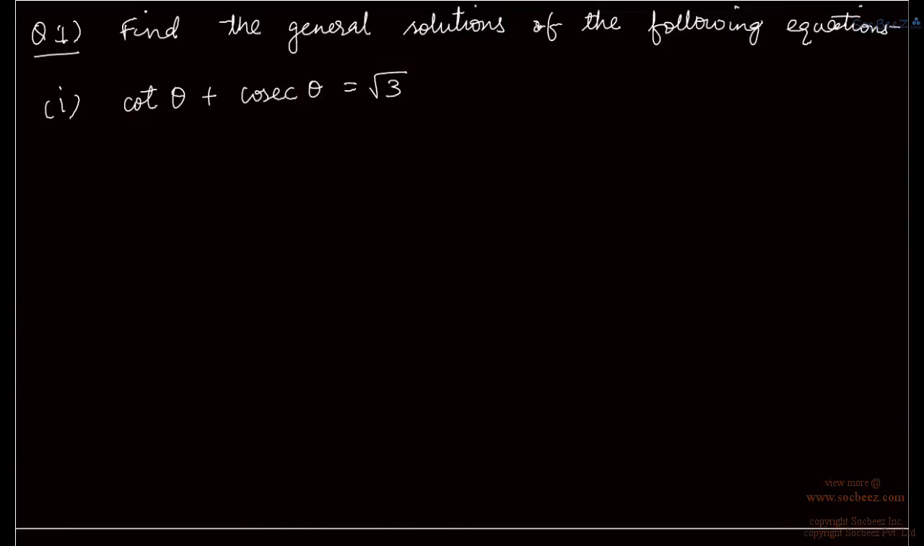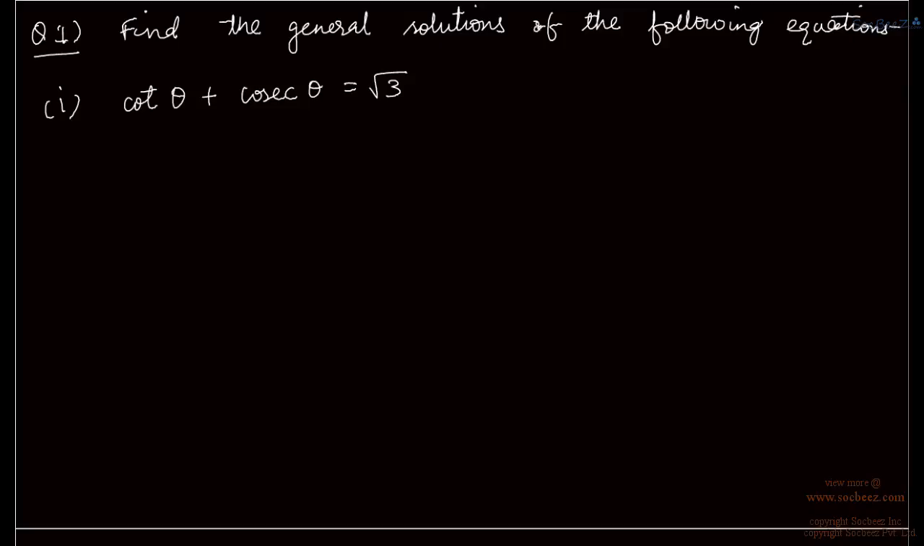So in the previous video we learned about the different types of trigonometric equations and how to solve them. Here we'll be taking the specific questions and trying to see how to use what we learned in the previous video. So the question says, find the general solutions of the following equations. There are a few subparts. The first subpart is cot theta plus cosecant theta is equal to root 3.